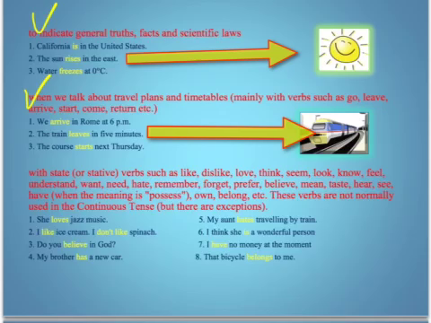We use the present simple tense with state or stative verbs such as like, dislike, love, think, seem, look, know, feel, understand, want, need, hate, remember, forget, prefer, believe, mean, taste, hear, see, have, when the meaning is possess, own, belong. These verbs are normally not used in the continuous tense, but there are exceptions, and you can see again a few examples of usage.